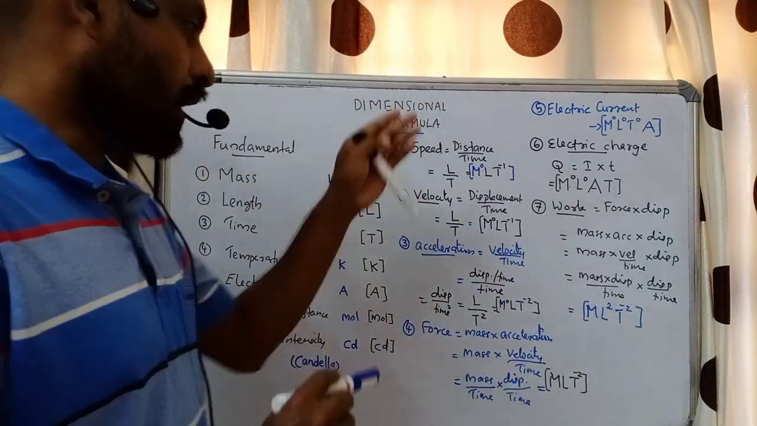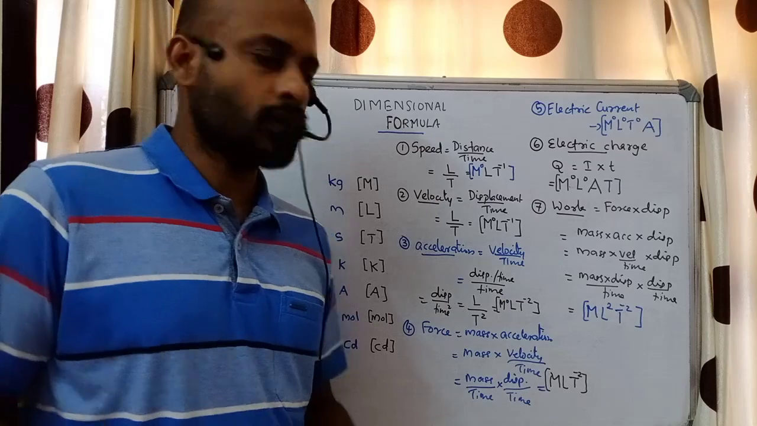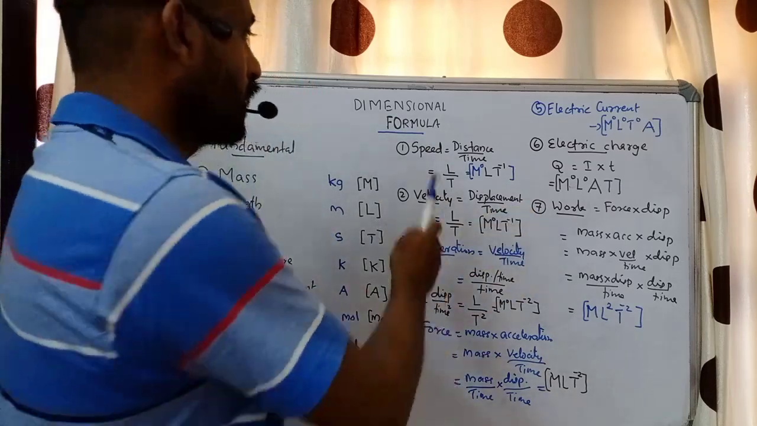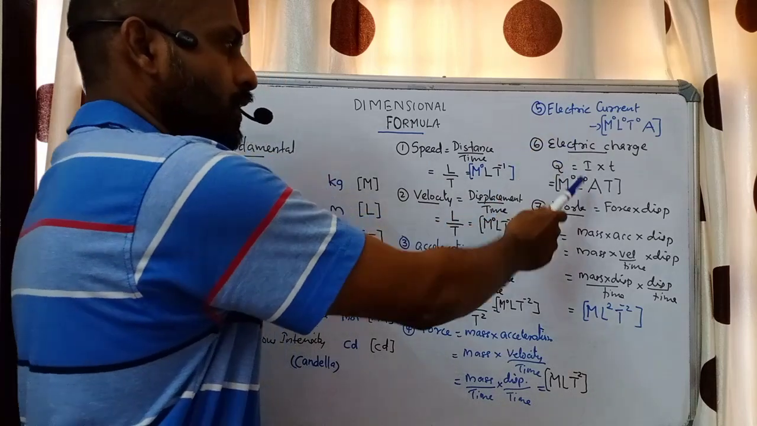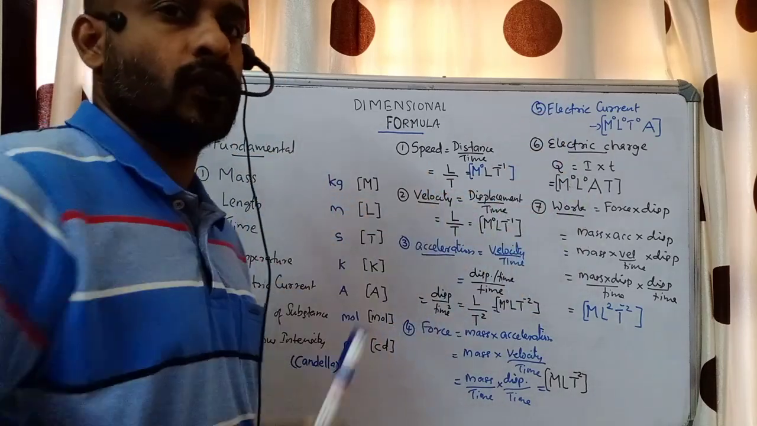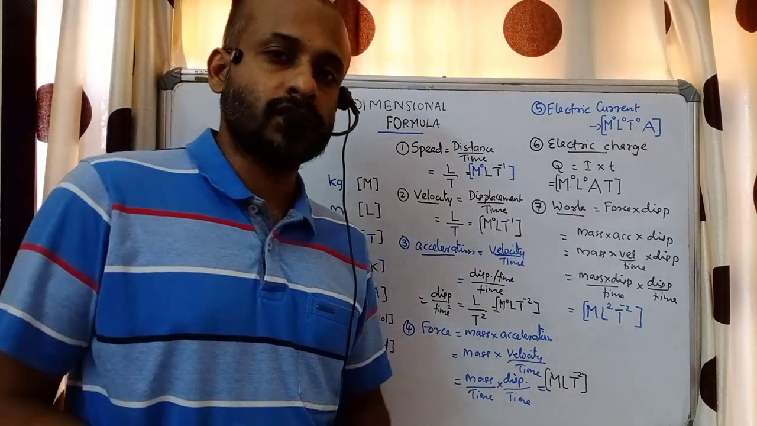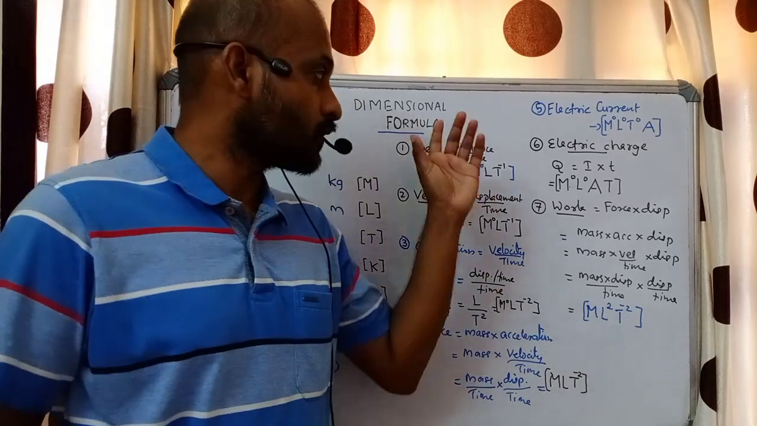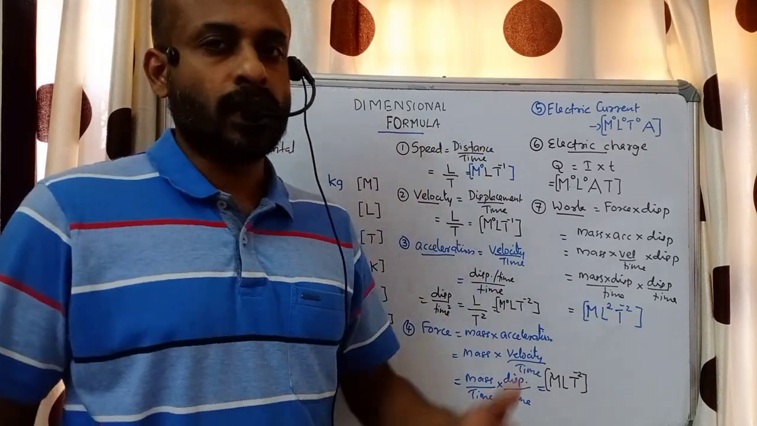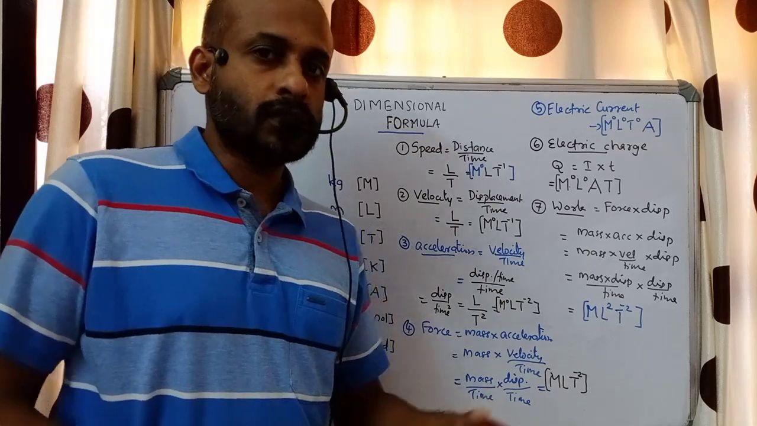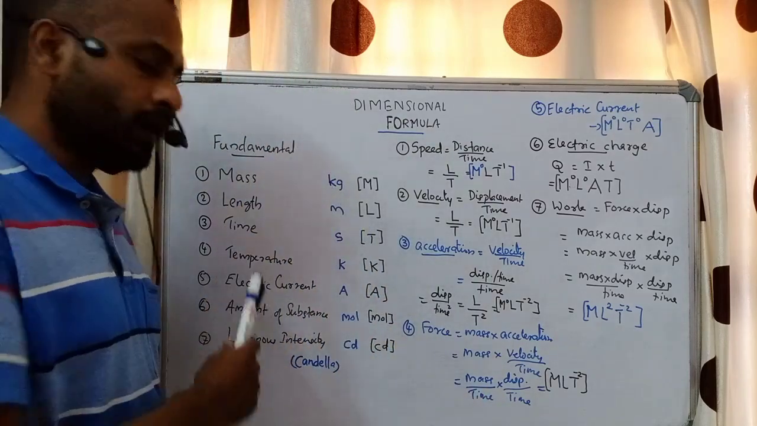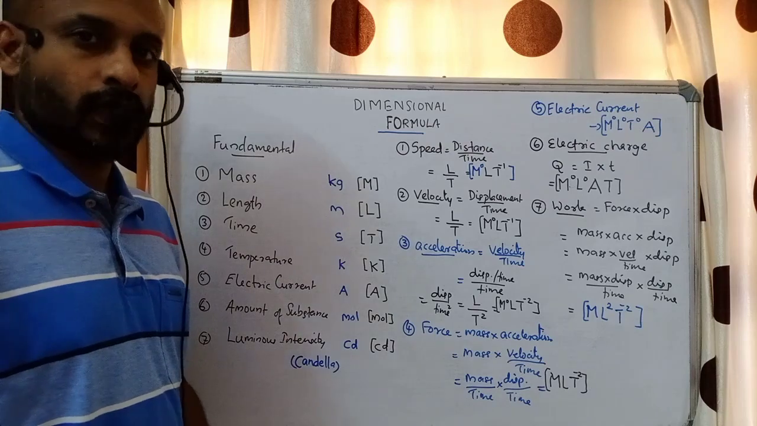So in this manner we can express every physical quantity. Here we have expressed 7 quantities: speed, velocity, acceleration, force, electric current, electric charge, work. In the same manner we can write every other physical quantity in terms of the dimensional formula. So the dimensional formula is an easier method of expressing every physical quantity using the symbols of these 7 fundamental quantities. Okay, thank you.